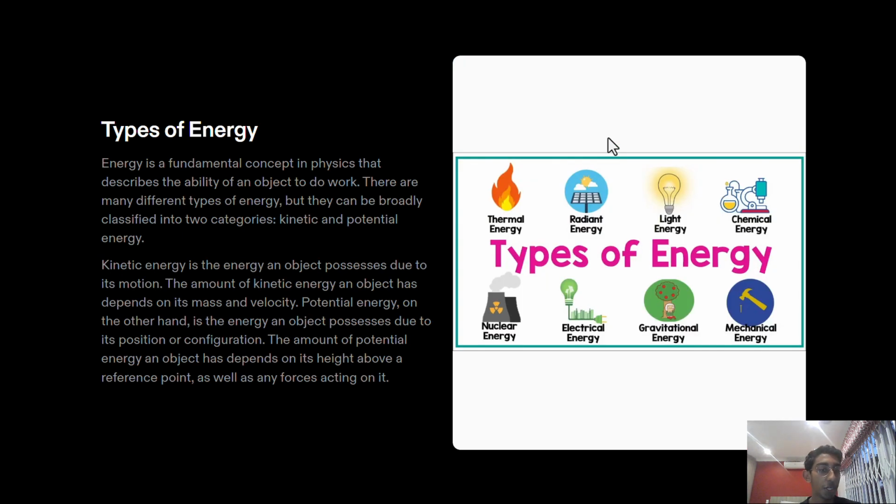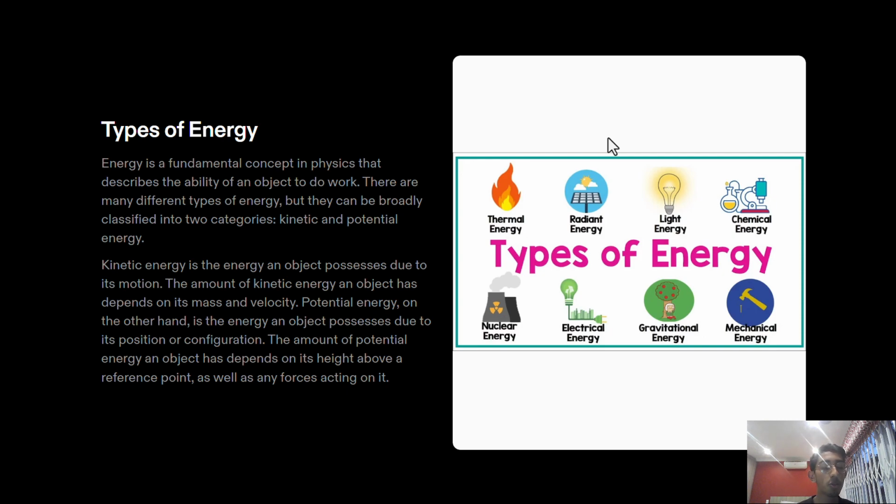So what are the types of energy that we can get? Well, we've spoken about energy being a fundamental concept in physics and how it describes the ability of an object to do work. We've also spoken about the many types of energy that there are, but the two main broad categories that we'll be discussing energy and classifying energy as are kinetic and potential energy.